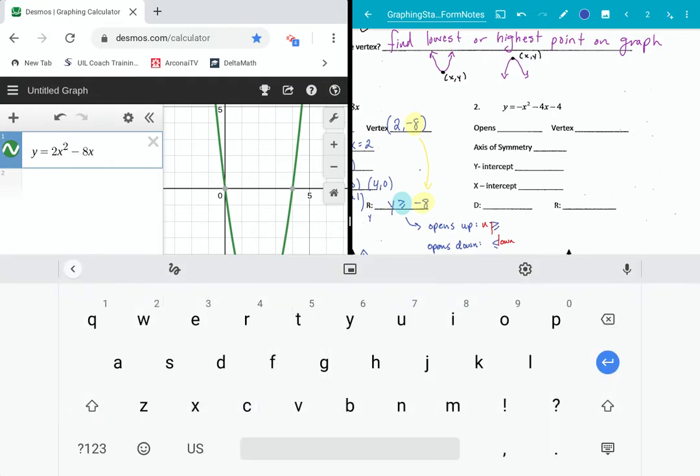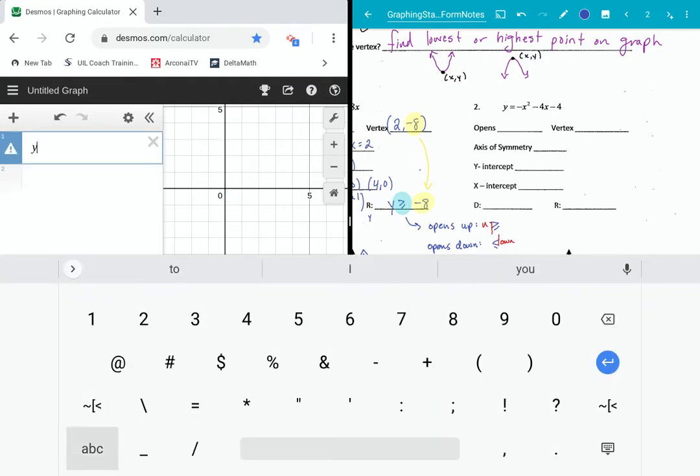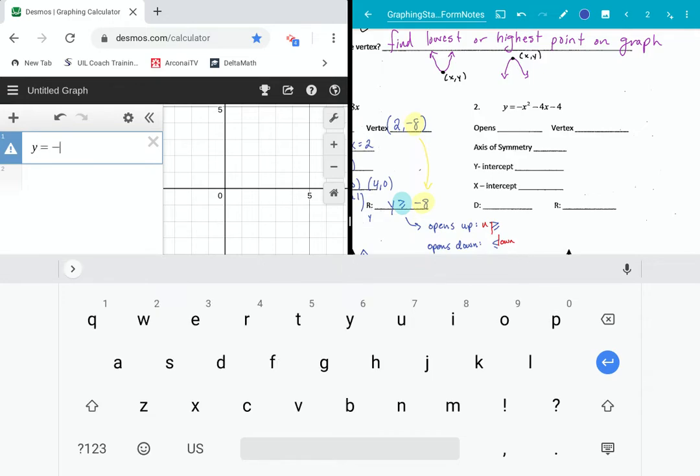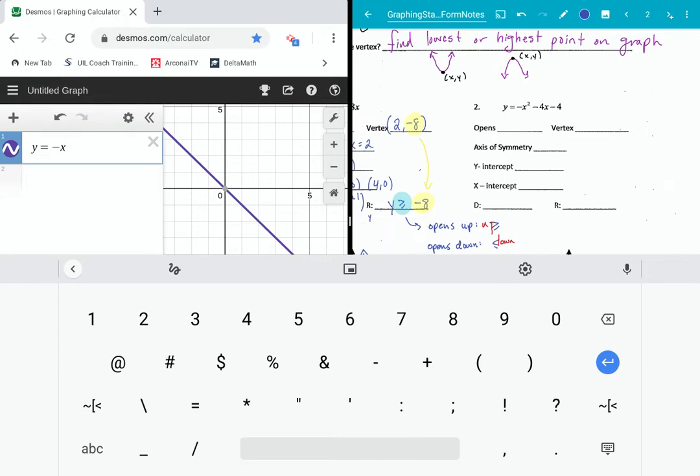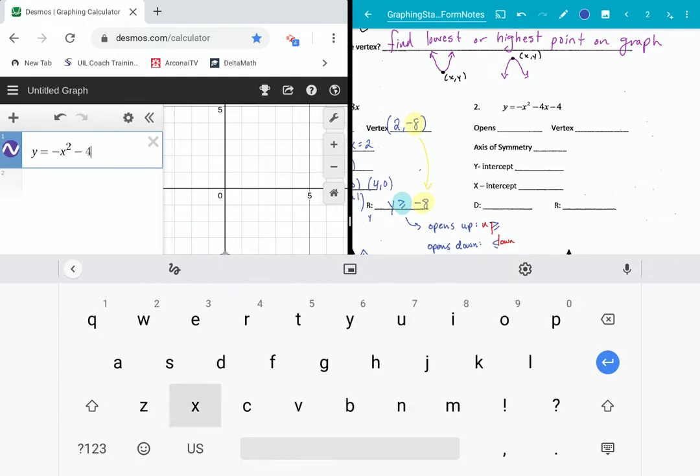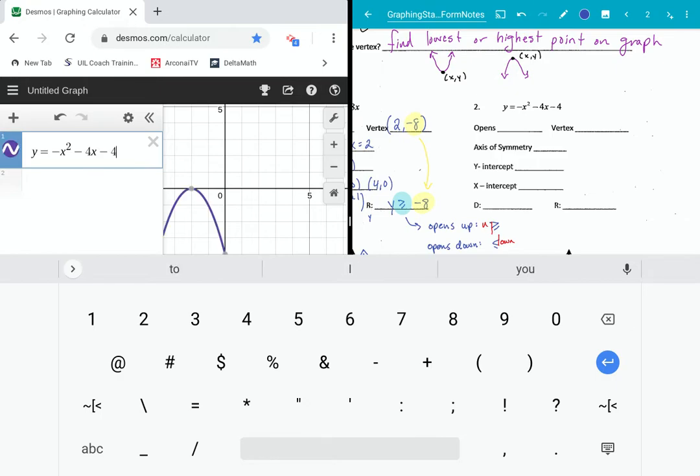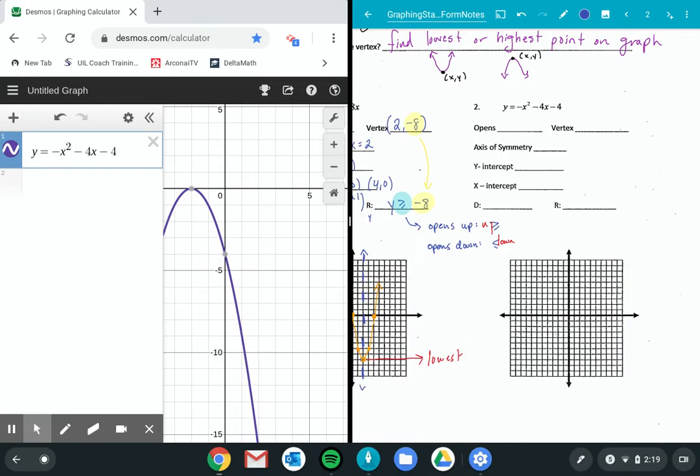And delete this guy. Let's type it in. So I'm at y equals negative x, where's that little caret? Power of 2 minus 4x minus 4. So boom, there's my graph.